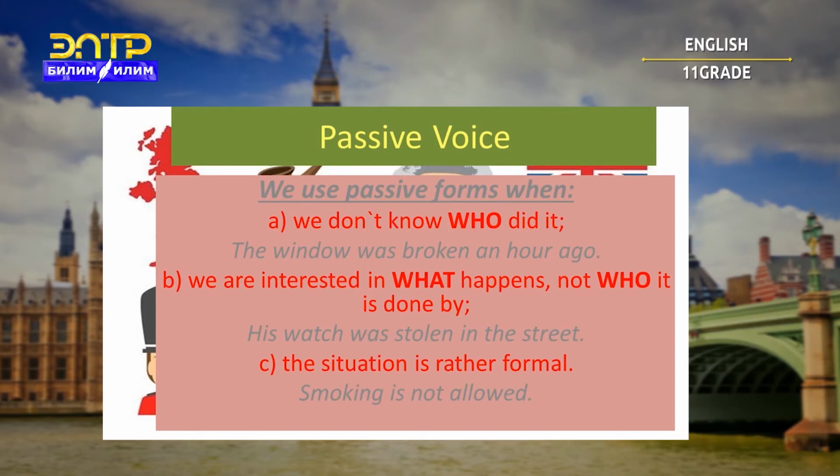Passive voice. We use passive forms when: A. We don't know who did it. For example, the window was broken an hour ago. B. We are interested in what happens, not who it is done by. For example, his watch was stolen in the street. C. The situation is rather formal. For example, smoking is not allowed.